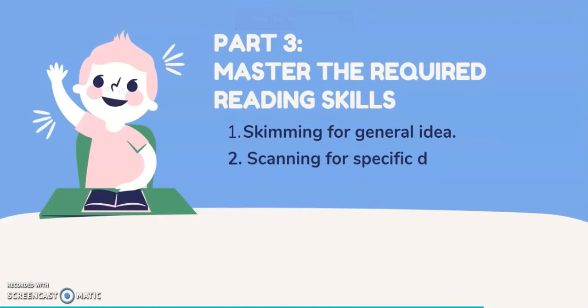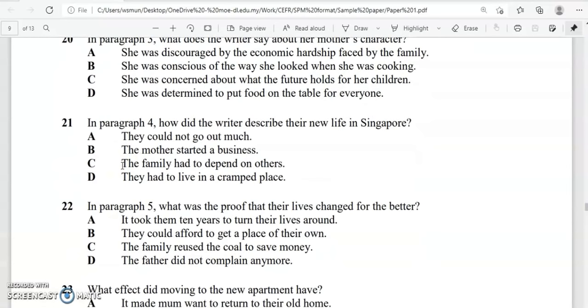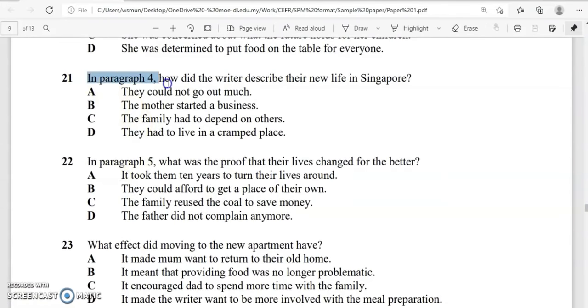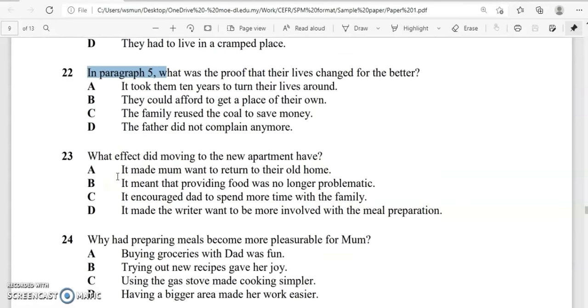Number 2, scanning. It's the main skill that you need to answer the questions. Now it's time to focus on the details. So it's good to look at the question first so you know what details you need to scan for. As you can see here, some of the questions do mention which paragraph you can look for the answer. And most of the time, the questions follow the sequence of the text content.